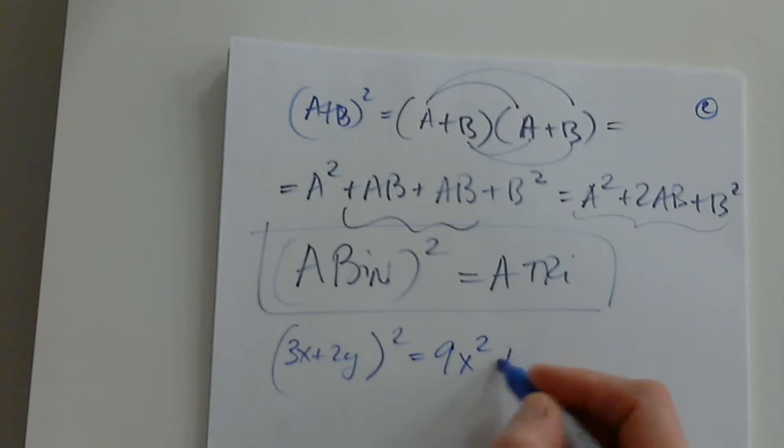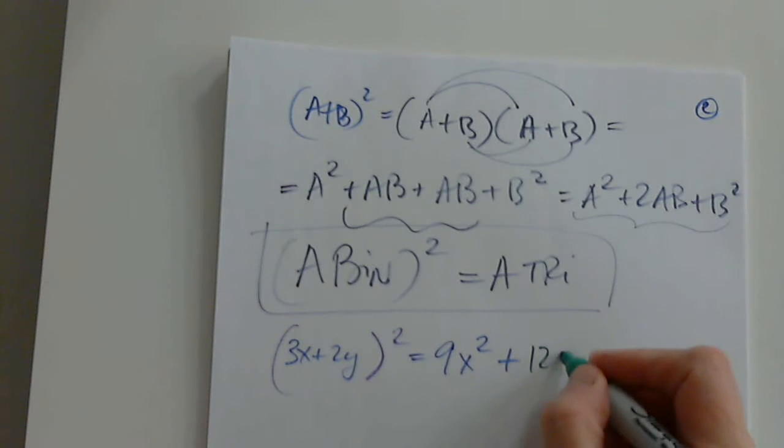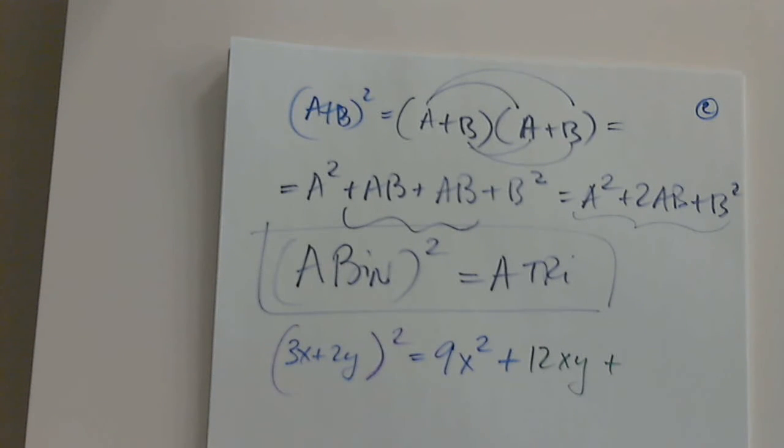Right? Plus 2, because there are 2 identical terms. So please multiply these 2 quantities, and then the answer multiplied by 2, because there are 2 identical terms. Excellent. Thank you, Hannah. Plus the second term squared. That's it.